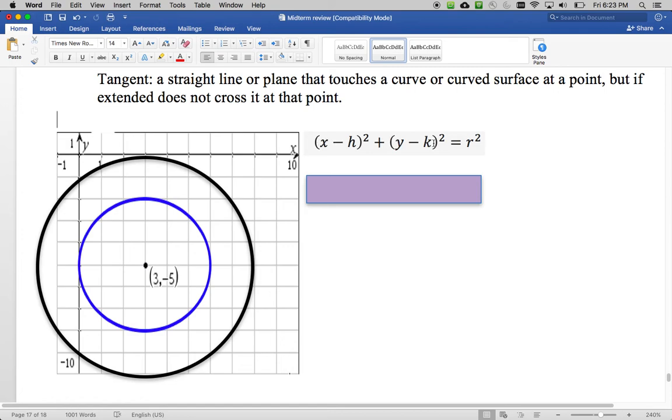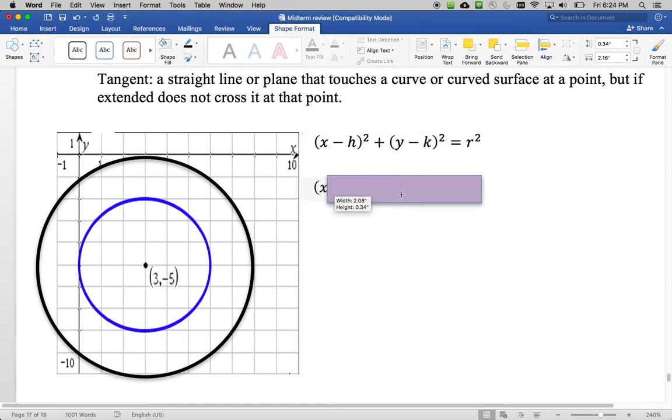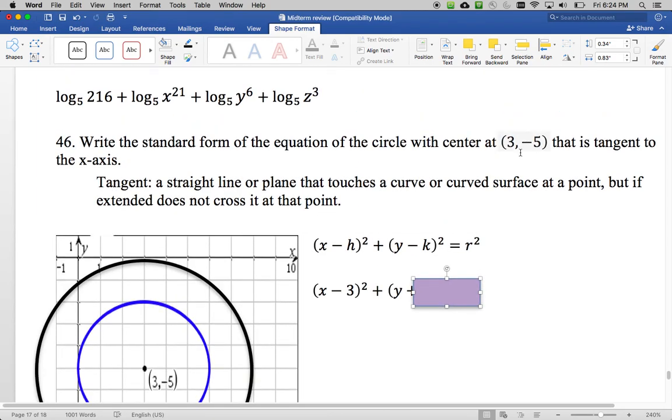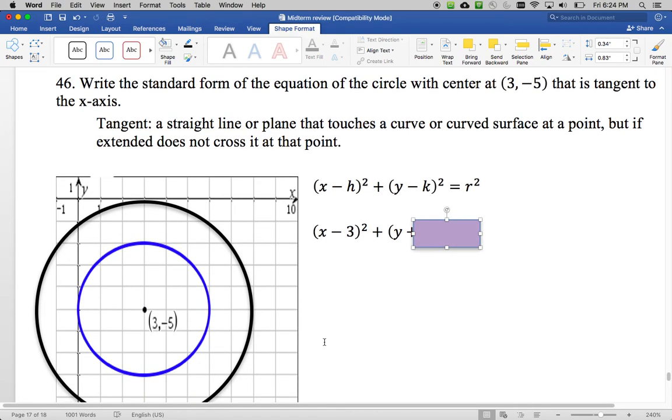This is your standard form for the circle. And your H and your K is going to be your center point. So because my center, let's see, where did they give us our center, right? Yes, they give us our center at 3 and -5. So it's going to be x minus 3 squared plus y plus 5 squared. And then you get rid of this.